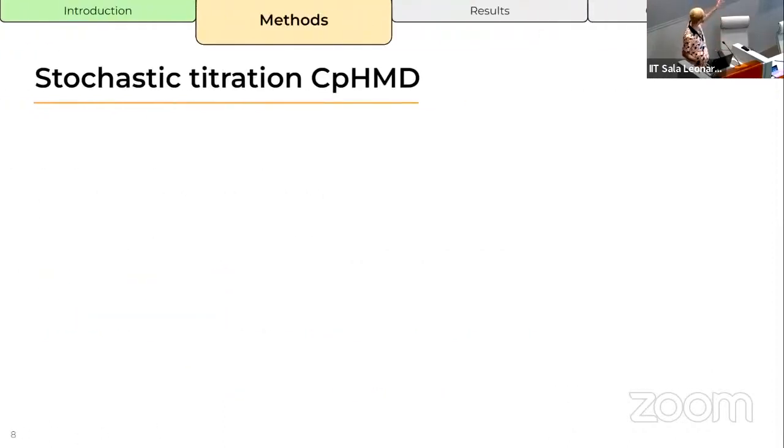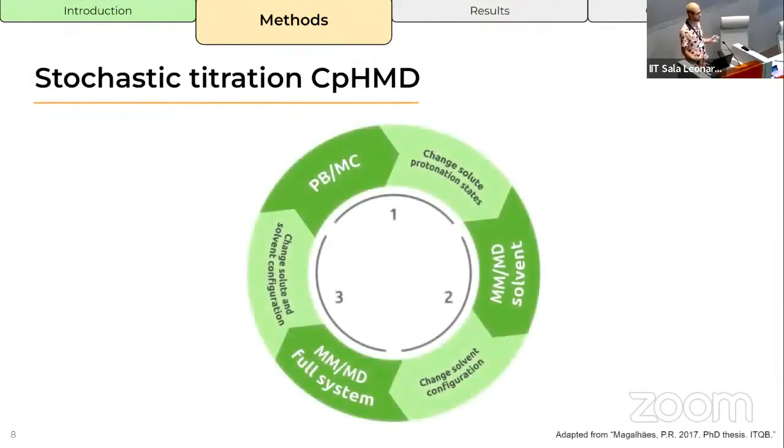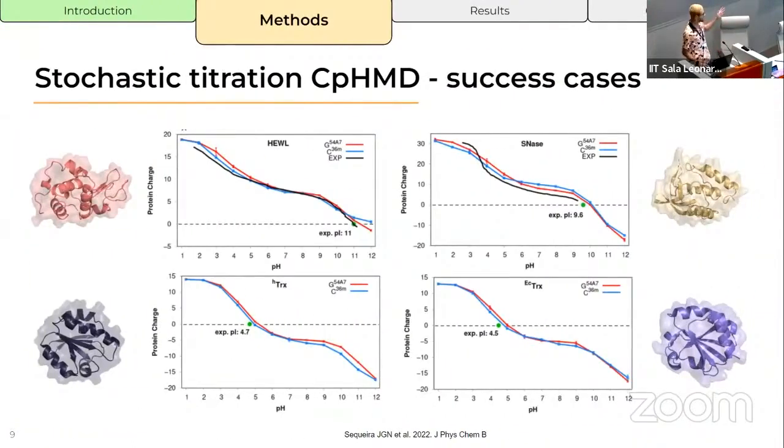Now, stochastic titration constant pH molecular dynamics. I know that Miguel has talked to you about this a little bit in the morning, and I'll try to be as brief as I can because you've already heard about this. We have a cycle where we predict and do energy calculations using Poisson-Boltzmann, which are then used in Monte Carlo to sample the different protonation states. As we change the protonation states of our system, we then use MM MD of the solvent to relax it a little bit, and then we do MM MD of our full system to have a new conformation that will then be fed to the Poisson-Boltzmann, so we can repeat the cycle iteratively for as long as we want. We've been successful in a plethora of different systems in mimicking experimental data. In black, we can see the experimental titration curves for this specific protein.